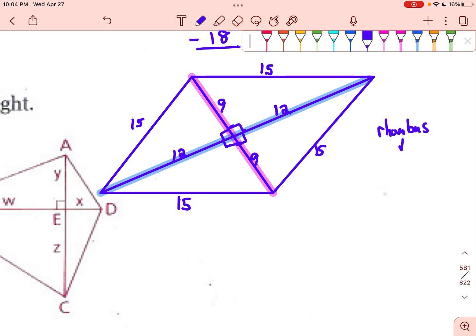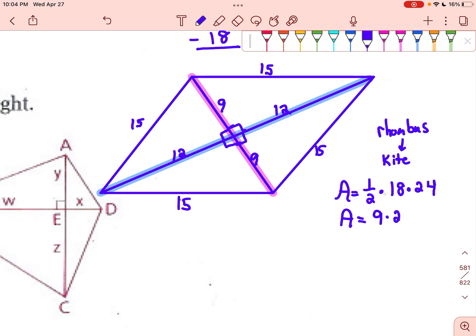Because a rhombus is technically a kite, I can use the formula for area. So I just use that the area is 1/2 times diagonal 1, which is 18, times diagonal 2, which is 24. And so I just thought maybe the area could help me in this case.